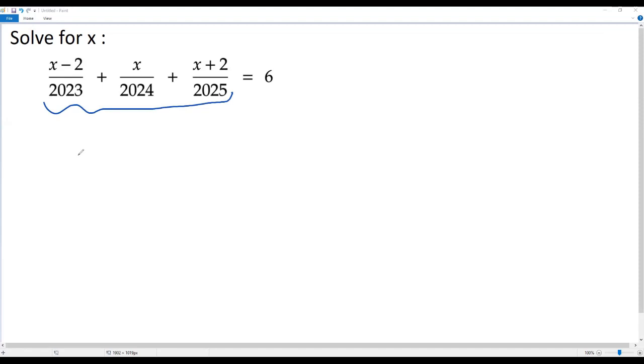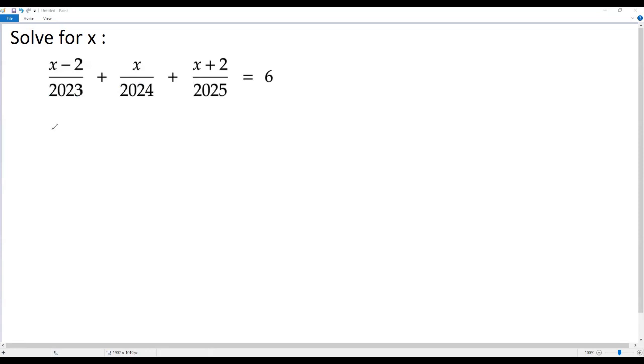So if I want to add three fractions, I must get the same denominator. But here the denominators are not the same, they are different. But all three denominators are numerical values, so we could try to get the least common multiple of the three denominators: 2023, 2024, 2025. That would be a huge value, and it would take more time for calculation. So to solve this kind of equation, we may have to use some special tricks.